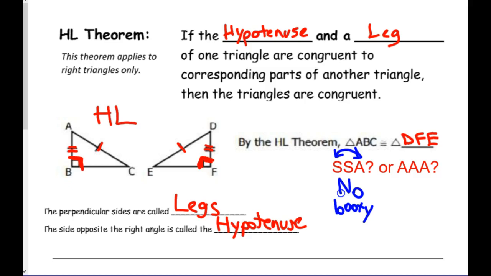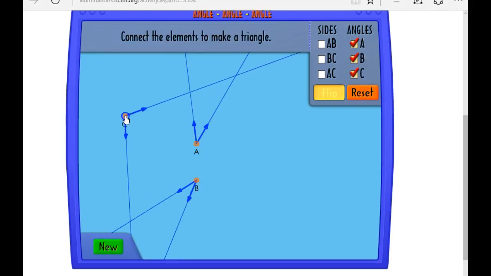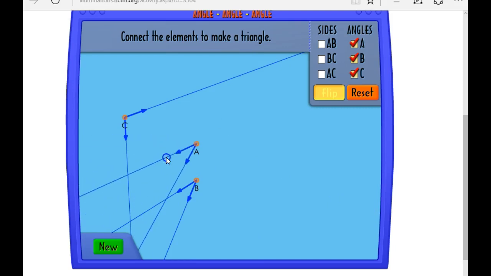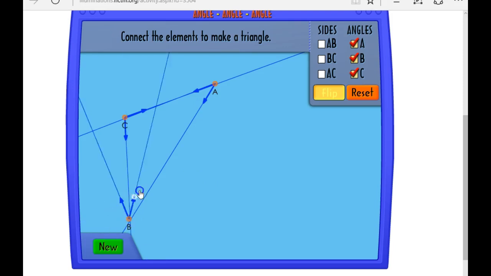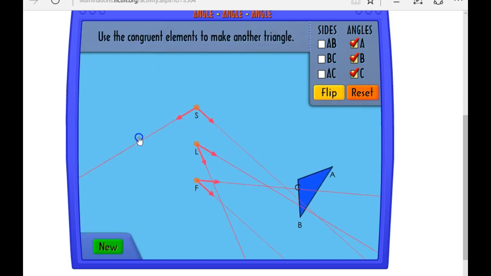Now, what about the last one? The last possibility is AAA. Okay? Now, AAA. Let's try this. Does angle, angle, angle work? This one's always hard to make. Okay, angle, angle, angle makes a triangle, but do the same exact three angles make the same exact triangle? Let's find out.